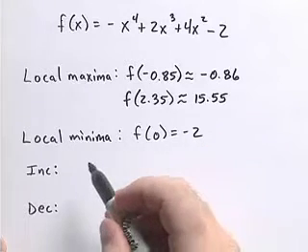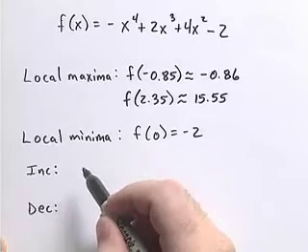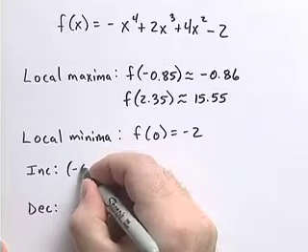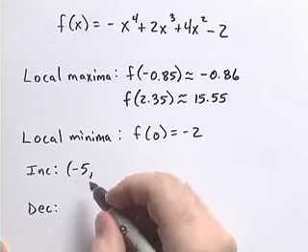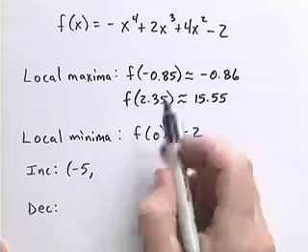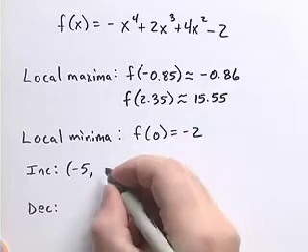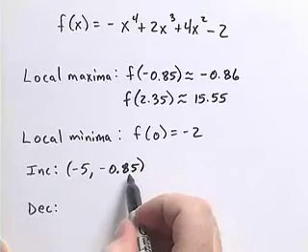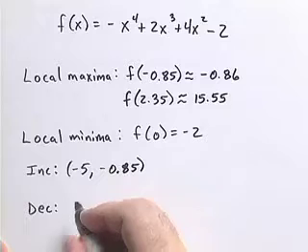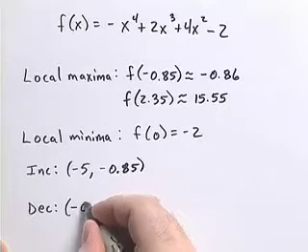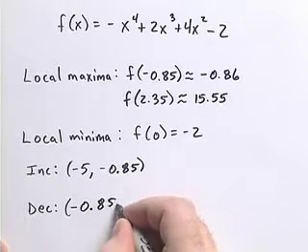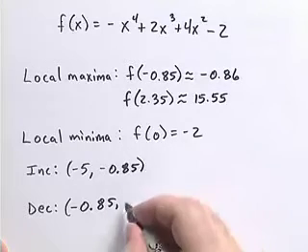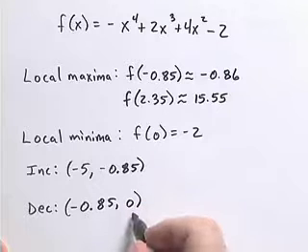If we recall from our graph, the graph was initially increasing, so we're going to start from the left side. We were increasing starting at -5, and we increase until we get to that first maximum. That occurred at -0.85. So we know the function's increasing on this interval. Once we hit the maximum, the function started to decrease. So we're decreasing from -0.85, and we decrease until we hit the minimum. The minimum occurred at 0, and so we're decreasing on this interval.